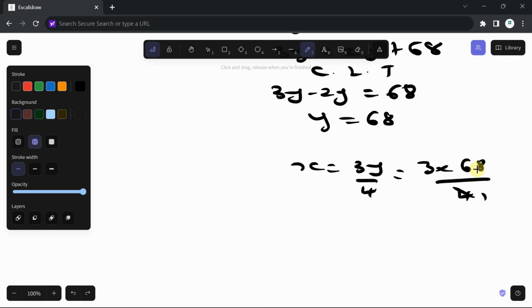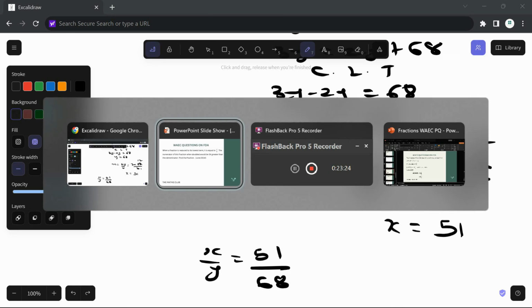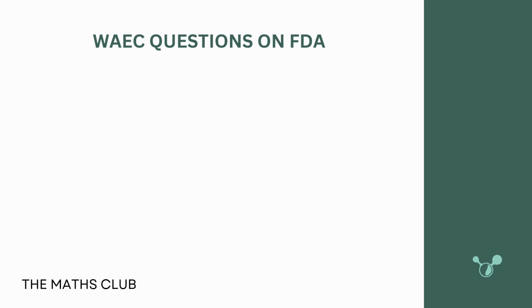So 4 here 1, 4 here 1, 2, right? So 4 in 28 is 7, right? Because 7 times 4 is 28. So 17 times 3, right? That is 1, 2, that's 51, right? So our x is 51, our y is 68. So basically our x over y is 51 over 68.